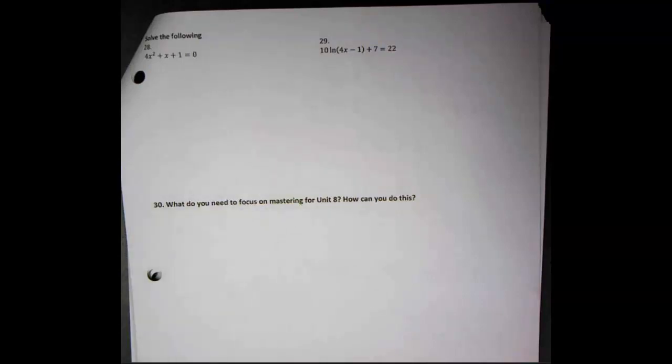Okay, so tonight we are working on problems 28, 29, and 30. For problem 28, we are going to try factoring.